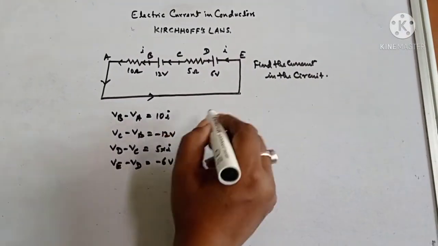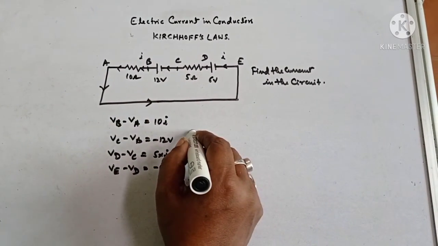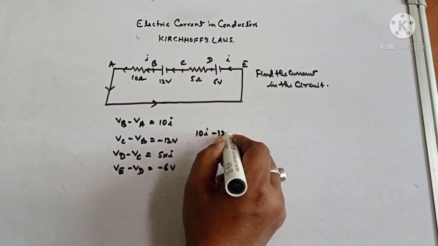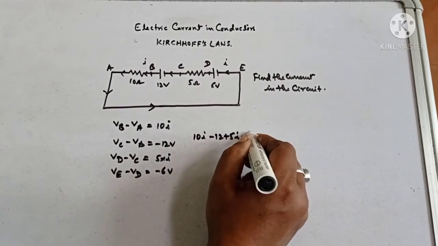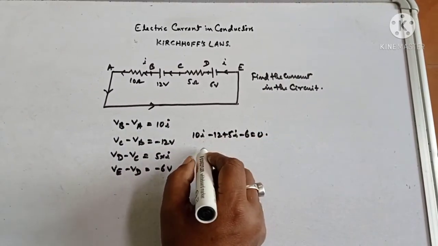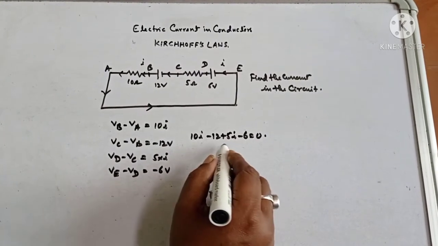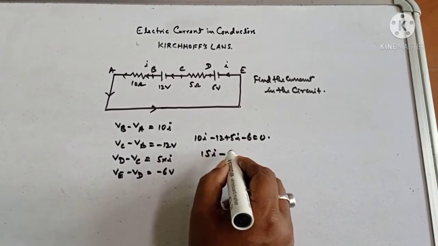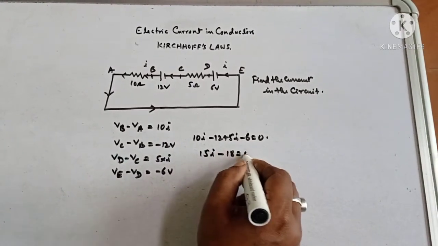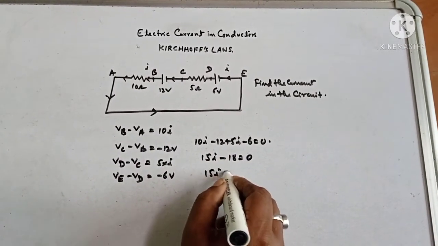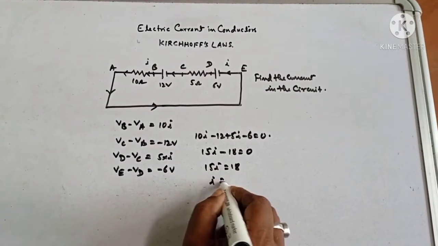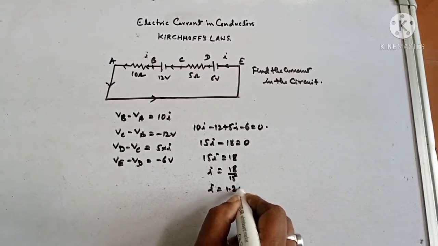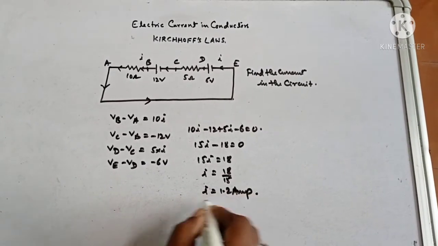Now your total potential drop in this loop will be 10I minus 12 plus 5I minus 6 equal to 0. So this comes out to be 15I minus 18 is equal to 0. So 15I is equal to 18. So I will be 18 by 15. So I is equal to 1.2 ampere. This is your answer.